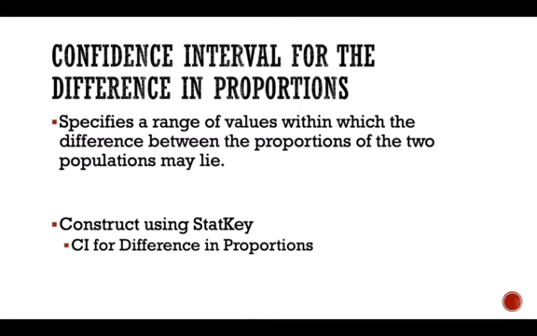Last concept, the confidence intervals for the difference in proportions. This specifies a range of values within which the difference between the proportions of the populations may lie. So rather than looking at the difference in two means, it's the difference in two proportions. We're going to go about solving for this the exact same way. I'm going to use StatK. The only difference is I'm looking for confidence intervals for the difference in proportions.